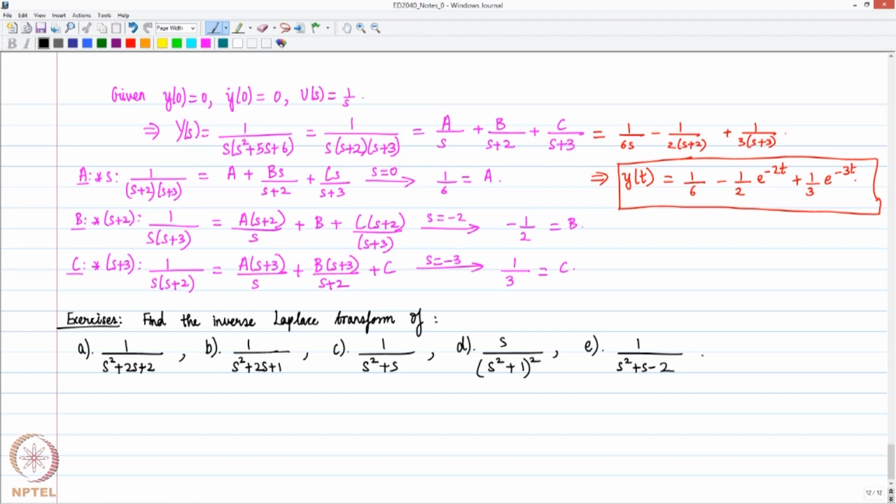Okay, please go back and work out the inverse Laplace transform of these functions. Okay, and then we would continue from here. Okay, thank you.